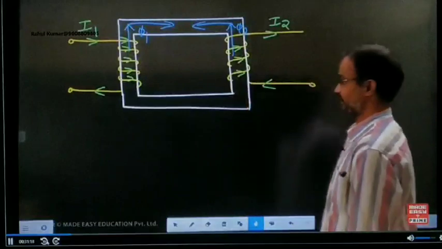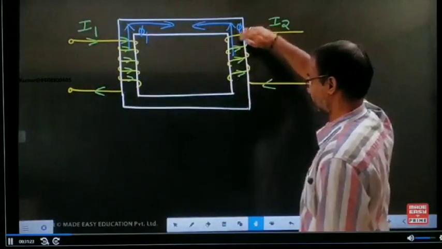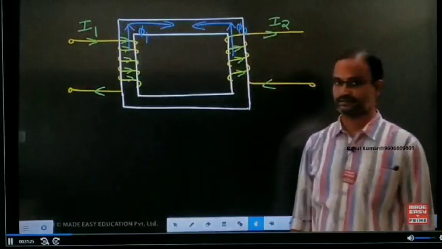On the other hand, suppose you reverse the direction of current for this one, what happens? The direction of flux also reverses.